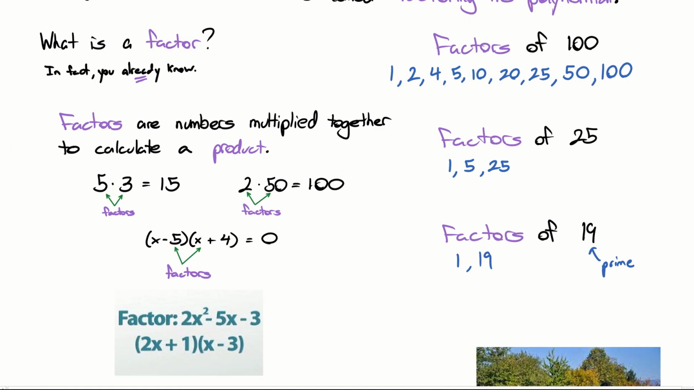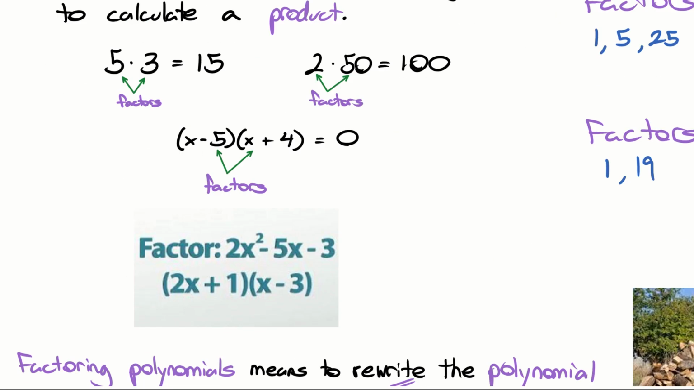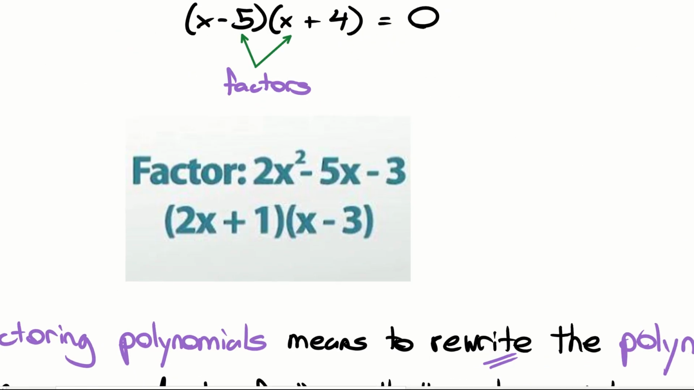So we are factoring polynomials in the same way we just factored 100 or 25 or 19. Yes, we just factored 100. We just factored 25. We just factored 19. Well, now we're not going to factor integers. We're going to factor entire polynomials. So if you're asked to factor 2x squared minus 5x minus 3, the answer to that would be 2x plus 1 and x minus 3. Because you are reversing multiplication. In this case, you're reversing multiplication of polynomials.